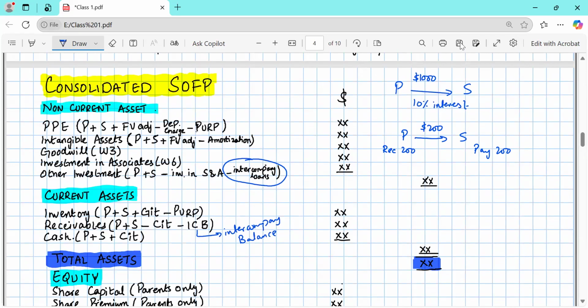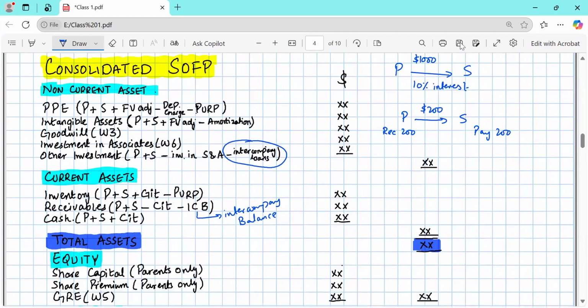Now, in the parent company's financial statement, there will be a receivable of 200. In the subsidiary company's financial statement, there will be a payable of 200. So when you are going to do the consolidation, you will remove this intercompany current account balance from receivable and payable both. Clear? Dual effect.